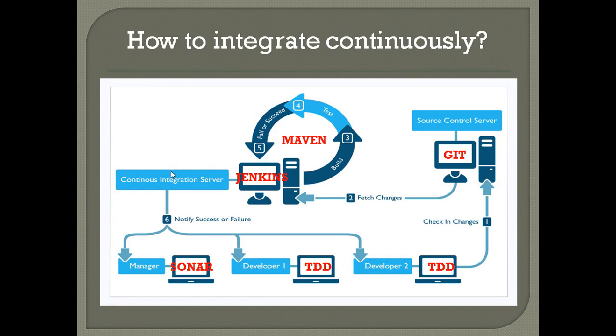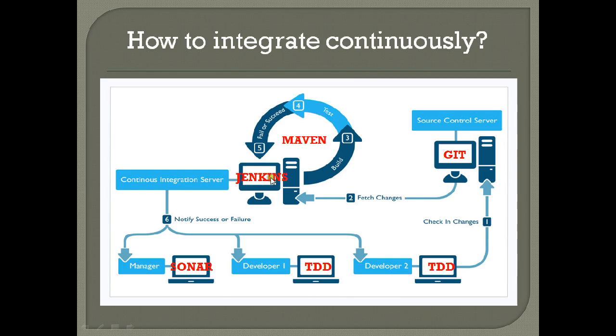Well, you can see that on this scheme you have TDD, which is used here directly on the developers' sites, and the developers are using TDD. Then they are sending the code through Git. They are using Git to send the code, which is our source control server.